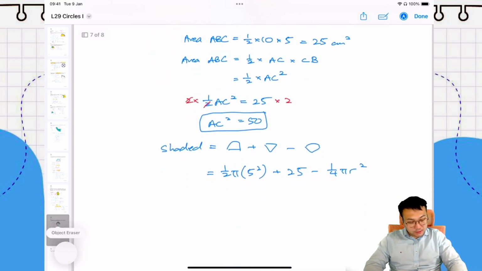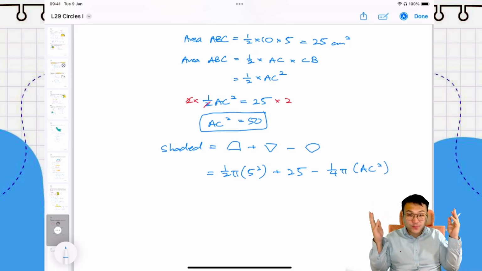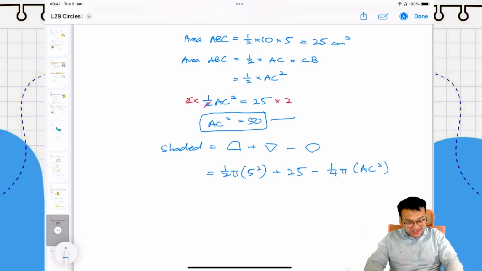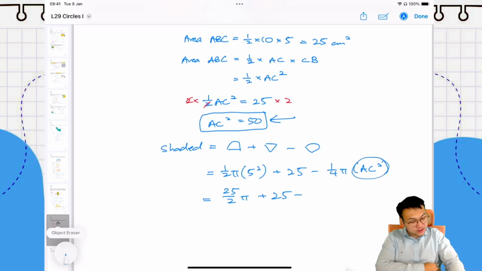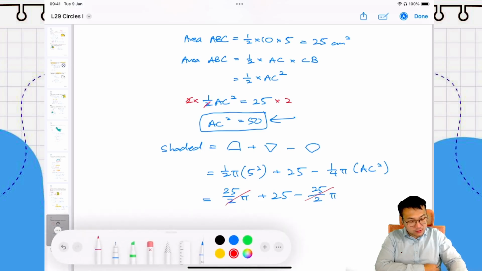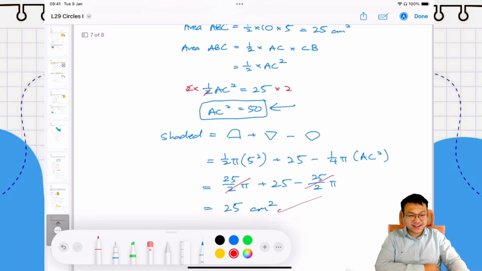So I'm going to write down AC squared. Guess what? You already know what AC squared is. It is 50, right here, okay? So you have 5 times 5 is 25. 25 over 2 pi plus 25 minus, this is 50, 50 over 4 pi. Do you know something? 50 over 4 equals 25 over 2, and they cancel each other out. Therefore, you will get 25 cm squared. Well done, Jacobs. You got the answer.